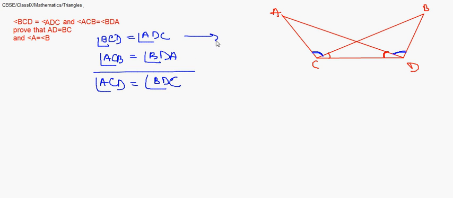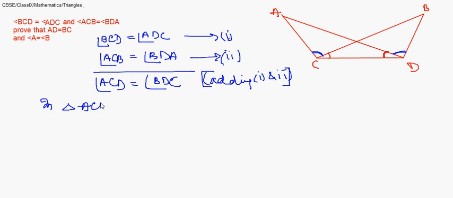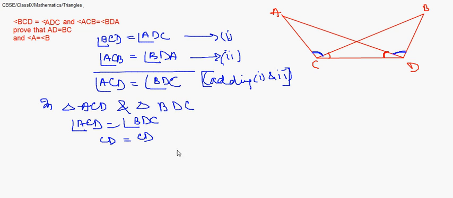So you can name this equation 1, and this might be equation 2. Here you can write it is adding equation 1 and equation 2. We get ACD is equal to angle BDC. Now if I consider the two triangles, triangle ACD and triangle BDC, what do we get? We already have ACD equals BDC. CD is equal to CD because that's common.